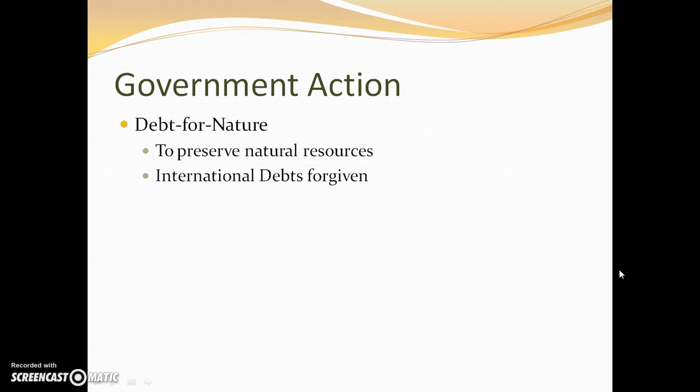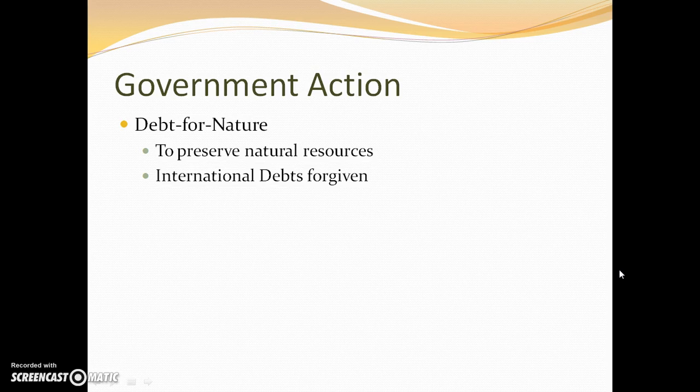And so just one example of actions that's being taken is what's called Debt for Nature programs that are being established in order to try and preserve natural resources, predominantly in less developed countries. And so the idea here is that more developed countries are trying to take the initiative, and larger organizations are trying to take the initiative to help less developed countries keep from overusing their natural resources.